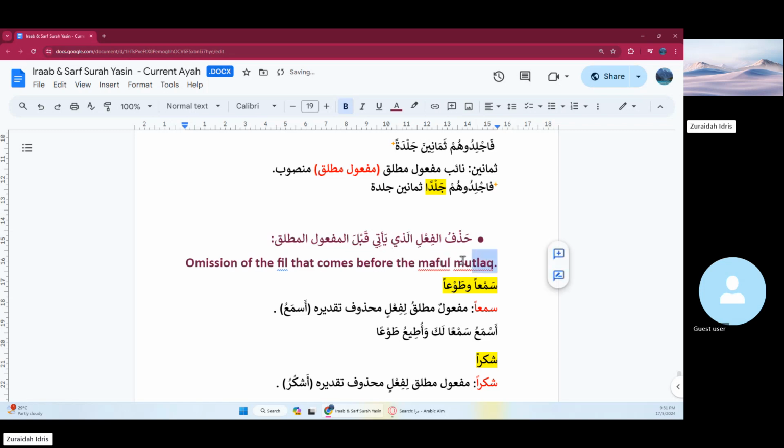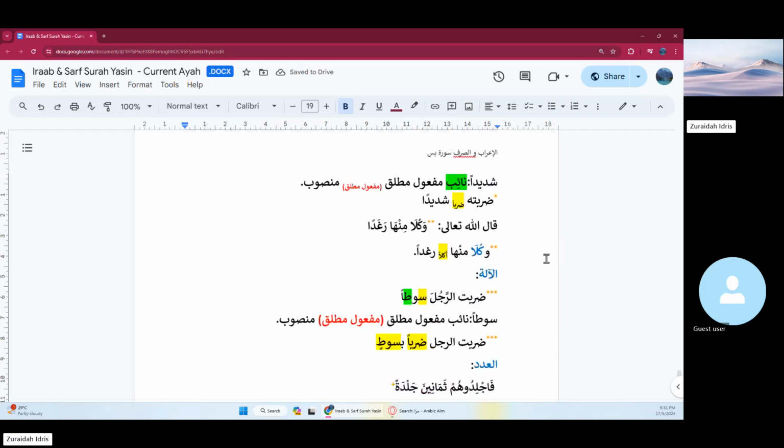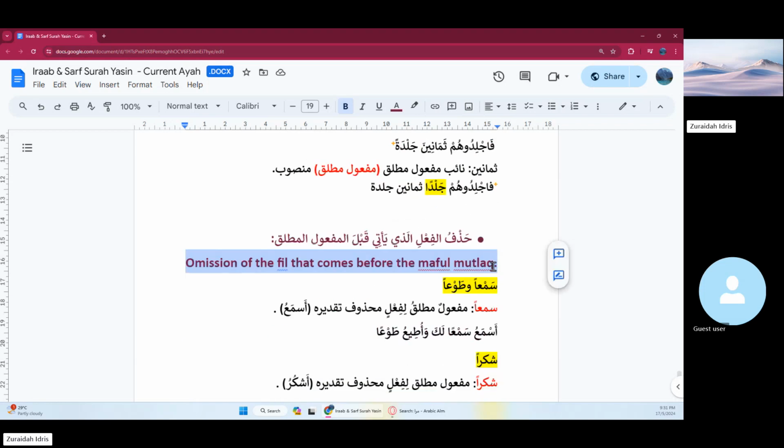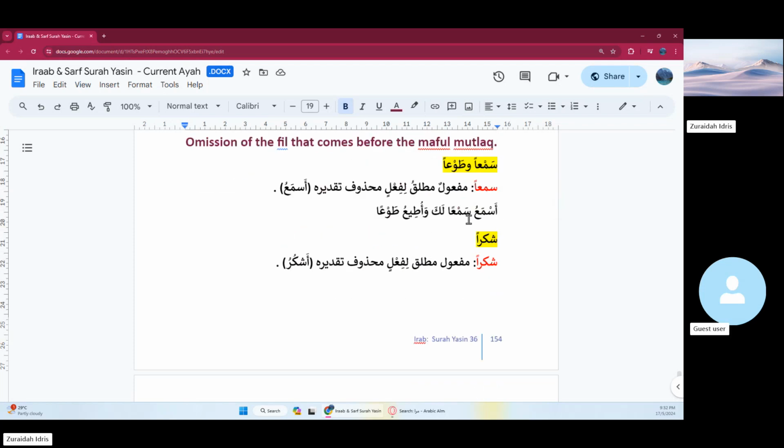So normally the maf'ul mutlaq will come after the fi'il. As you can see, everything is after the fi'il. I don't think we have come across a case where the maf'ul mutlaq comes before the fi'il. It's always after. So this is one case, sam'an wa ta'atan. I think this is in the Quran. So this would be your maf'ul mutlaq li fi'lin mahdhuf taqdiruhu asma'u. This is what we say was dropped, the thing that was dropped. We estimate it to be, or we guess it to be asma'u. Okay, so asma'u sam'an laka wa uti'u ta'atan.